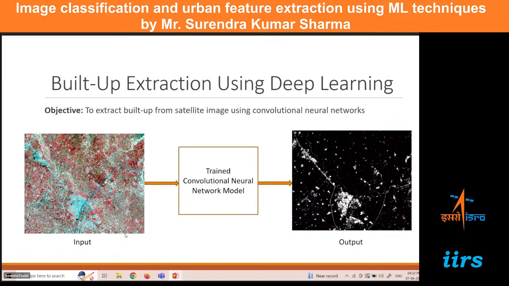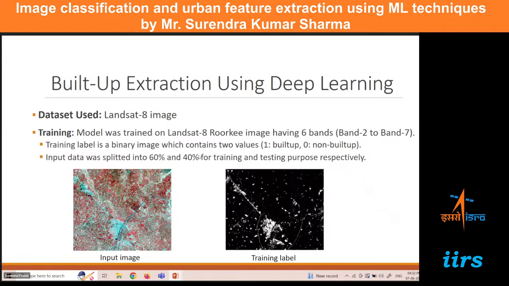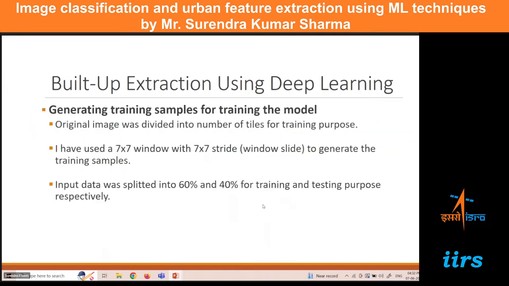Then we did the same study, but this time we used a convolutional neural network, a deep learning algorithm. Again, same data set, Landsat 8, 6 bands, band 2 to band 7, and 2 output classes, built up and non-built up, and we divided the data into a 60-40 ratio for training and testing. This was the same input and training label image.